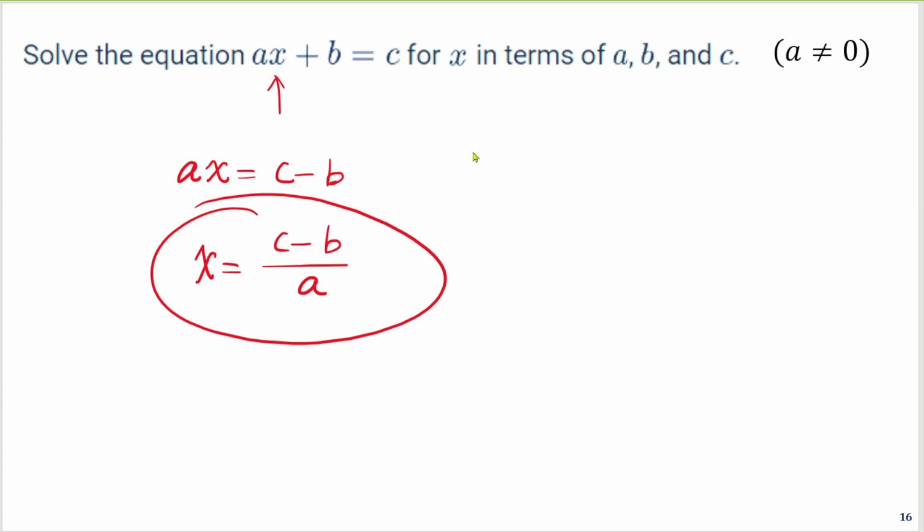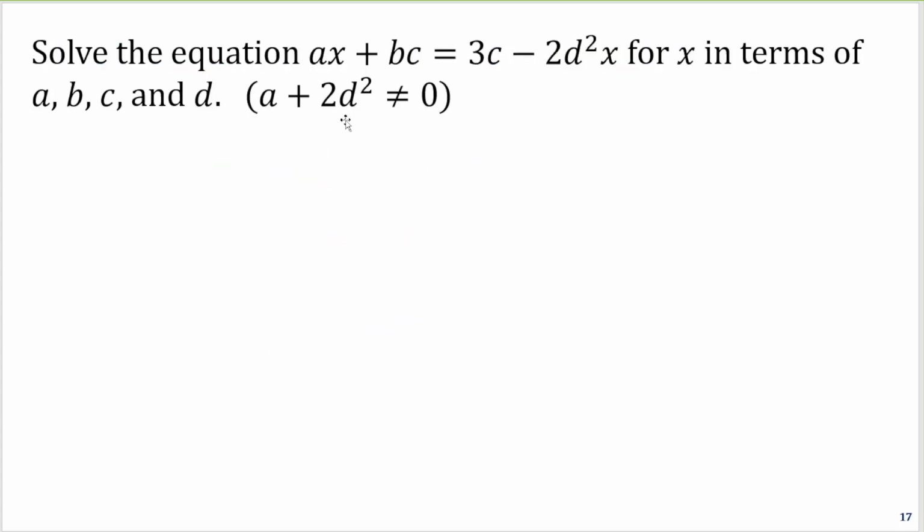Okay, then if you don't have any questions, let's consider one last example. Can you solve the equation ax plus bc equals 3c minus 2d squared x for x in terms of a, b, c, and d? So in this question, we have four other letters except for x, right? Can you solve for x in terms of a, b, c, and d, where a plus 2d squared is not zero?